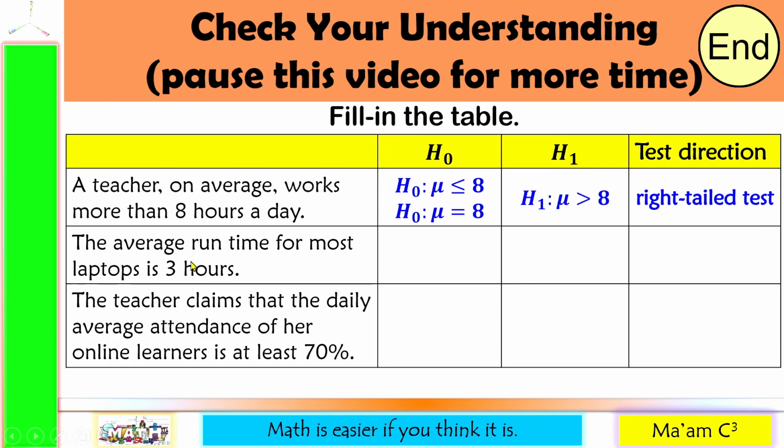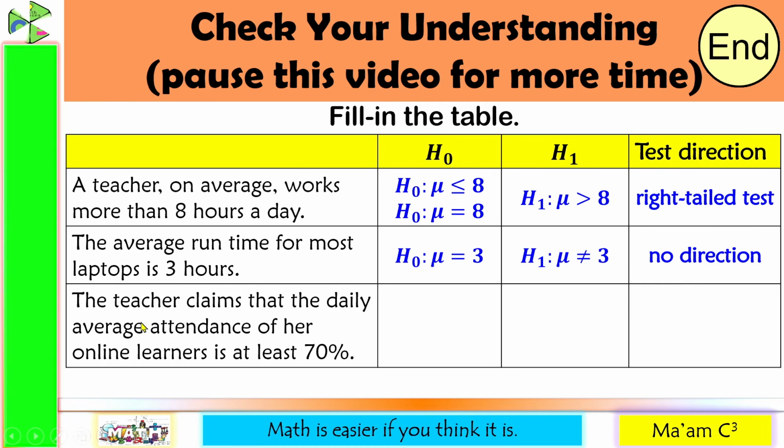Number 2, the average runtime for most laptops is 3 hours. Our parameter here again is average and it is equal to 3. That falls on our null hypothesis. The complement of equal is not equal to. And not equal to means there is no direction.